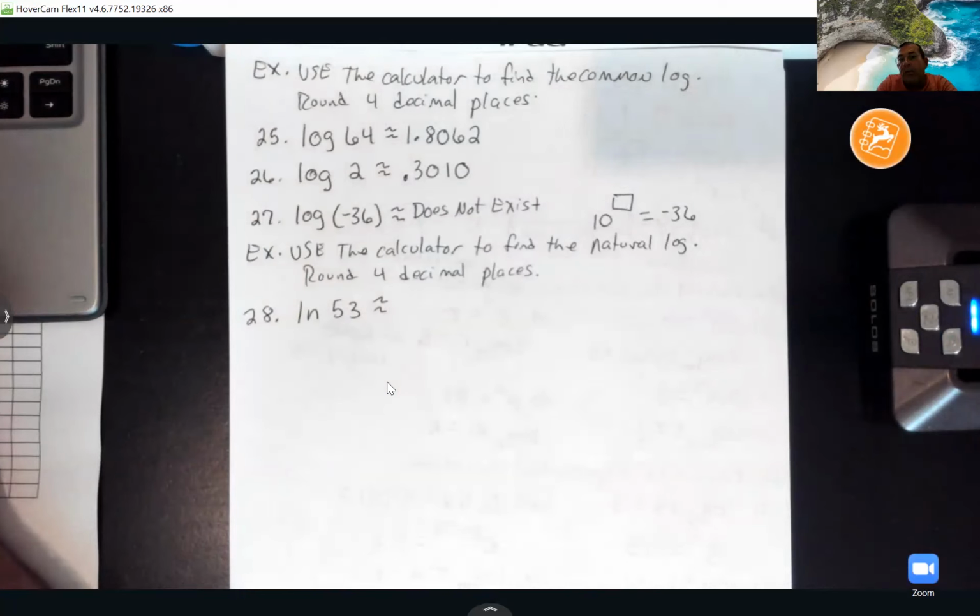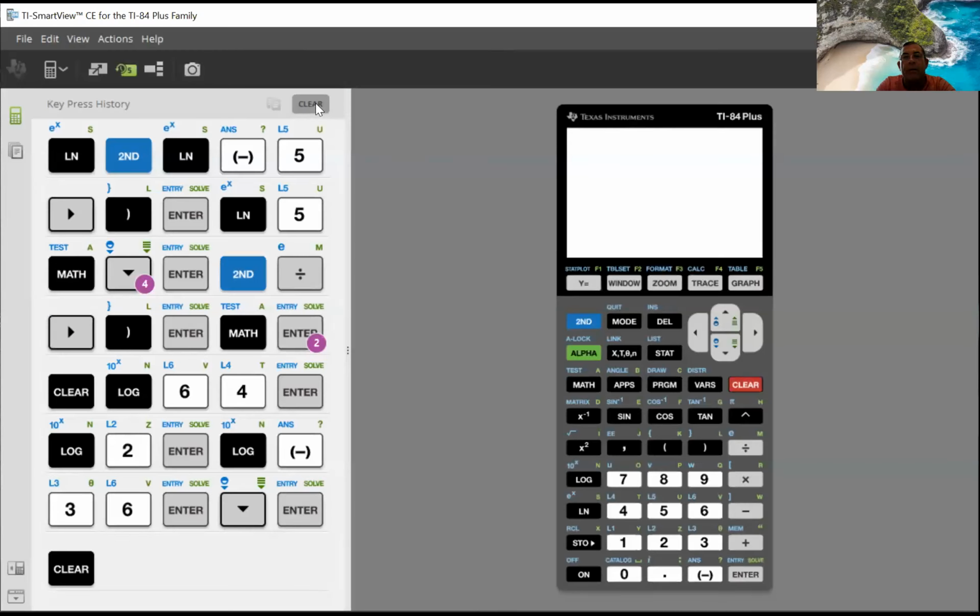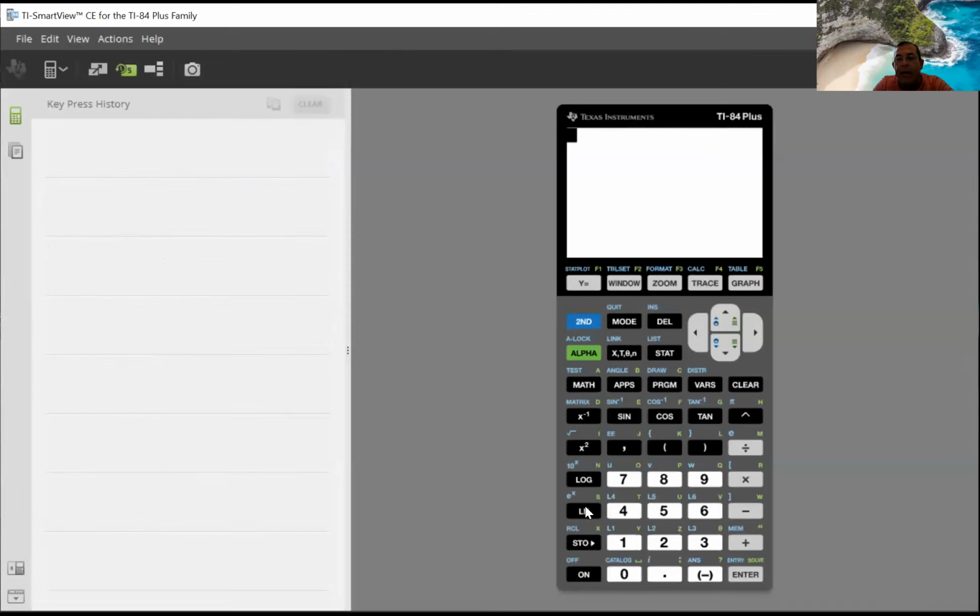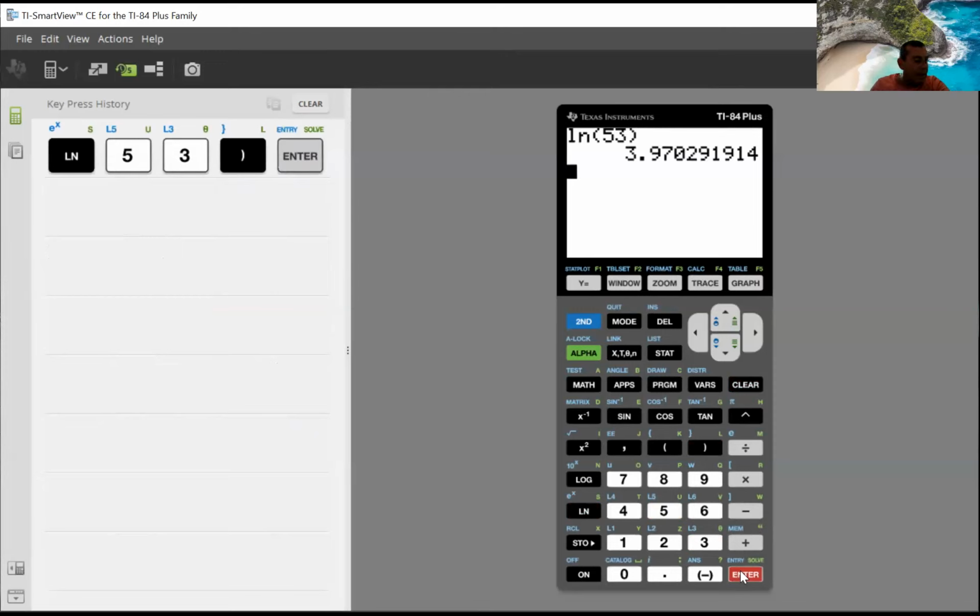All right, y'all, so LN is on the front of that calculator. So let me clear everything out for us. Now, if you notice on the calculator, you can actually tell that's an LN, okay? So LN, punch in my 53. All right, y'all, so let's hit enter. So that looks like a 3.970. So the 2 is in the 4th spot, but it's got a 9 after it, so we'll make that 2 a 3. So that's going to be 3.9703.